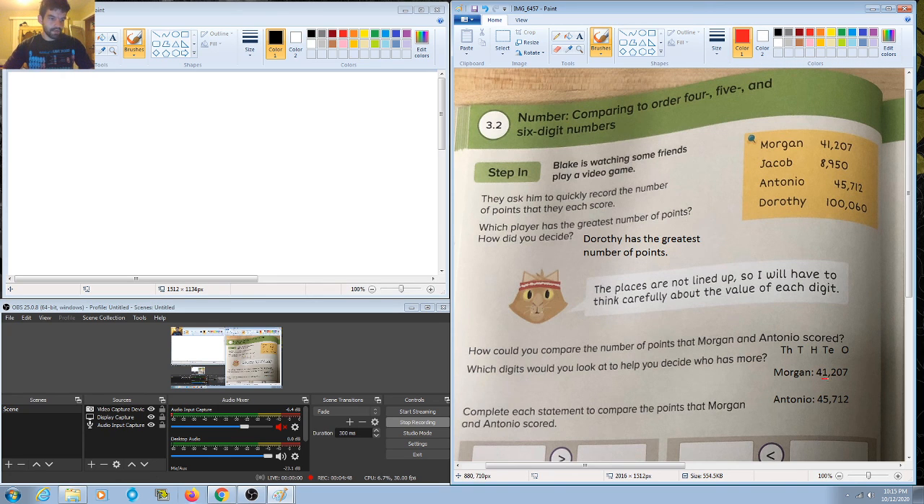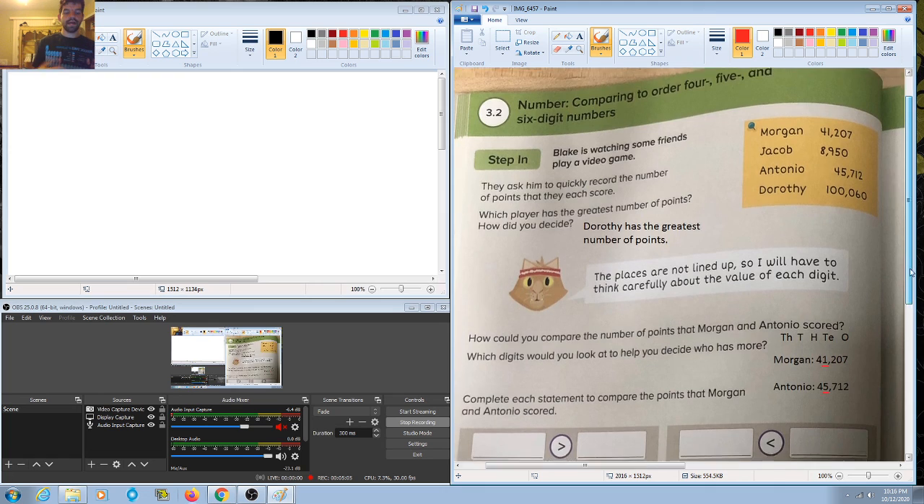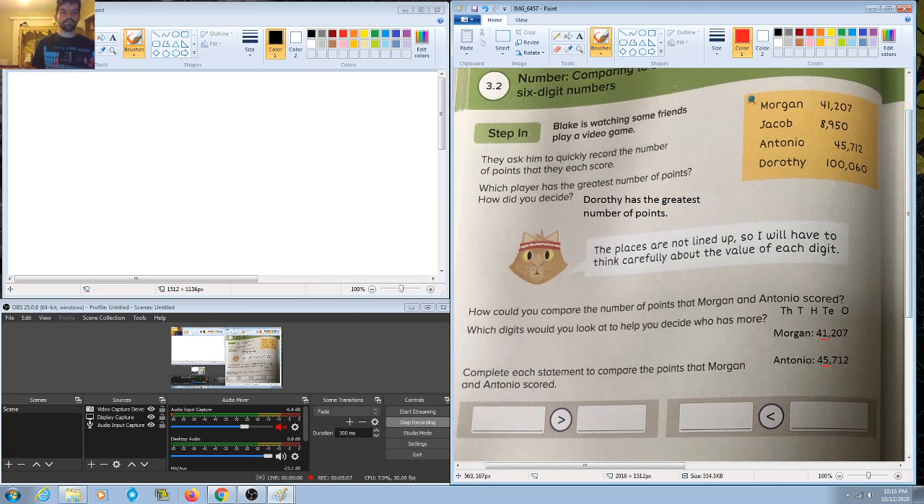We have 1 in the thousands place for Morgan and 5 in the thousands place for Antonio. Since the thousands place is higher in Antonio's number than Morgan's, Antonio is going to have the greater score. And again, we always want to start with the highest place value possible and work our way towards the right, or towards the smaller place value.